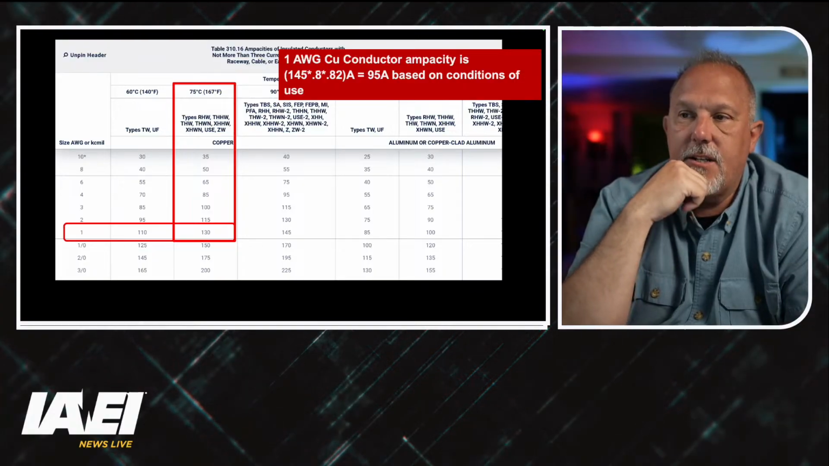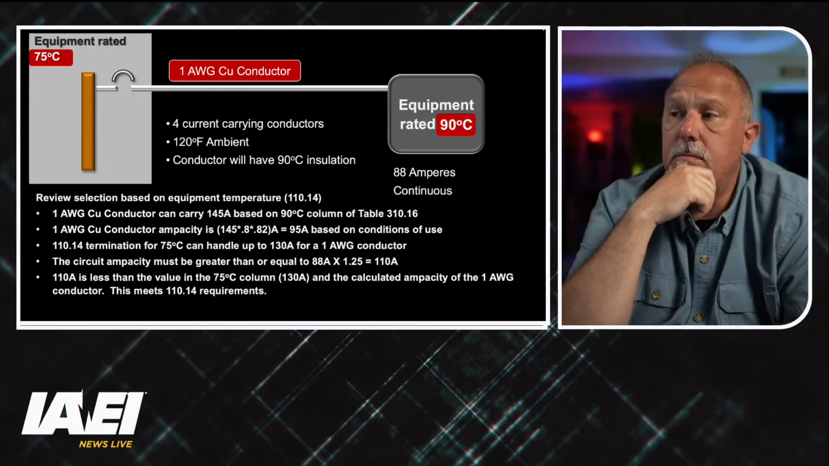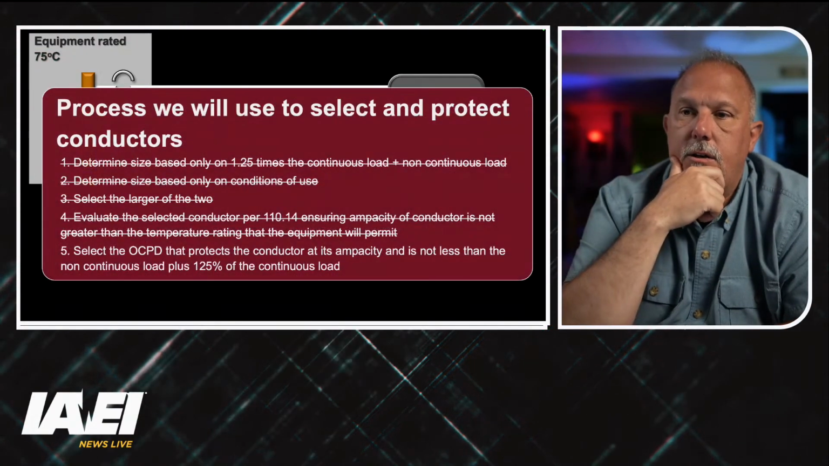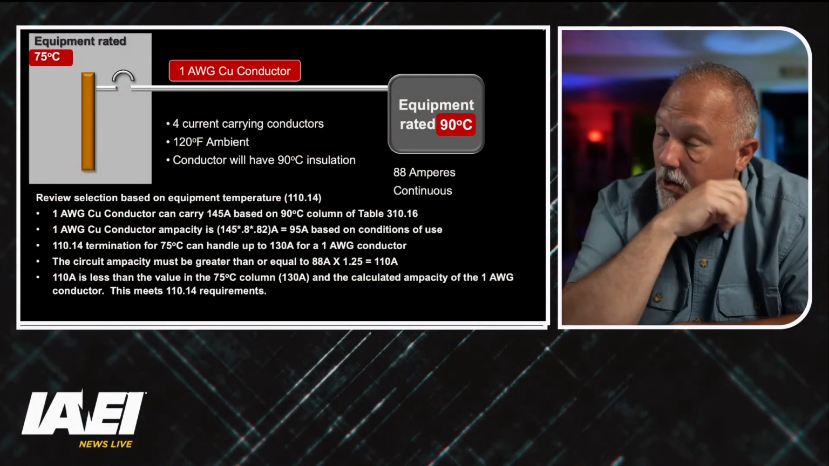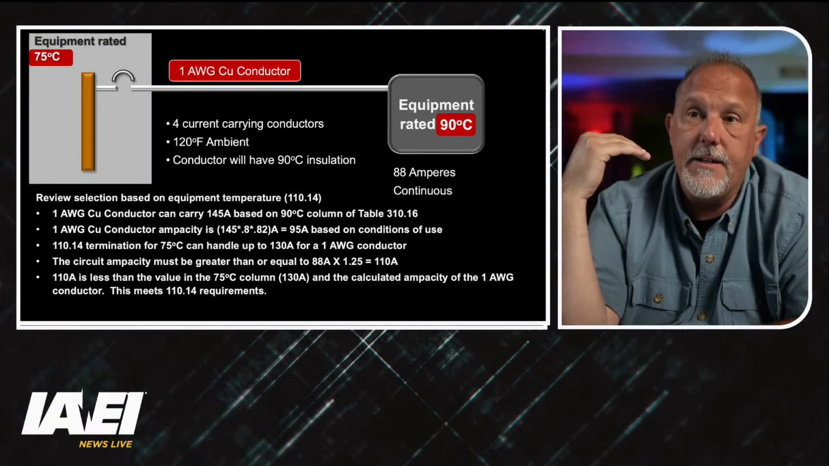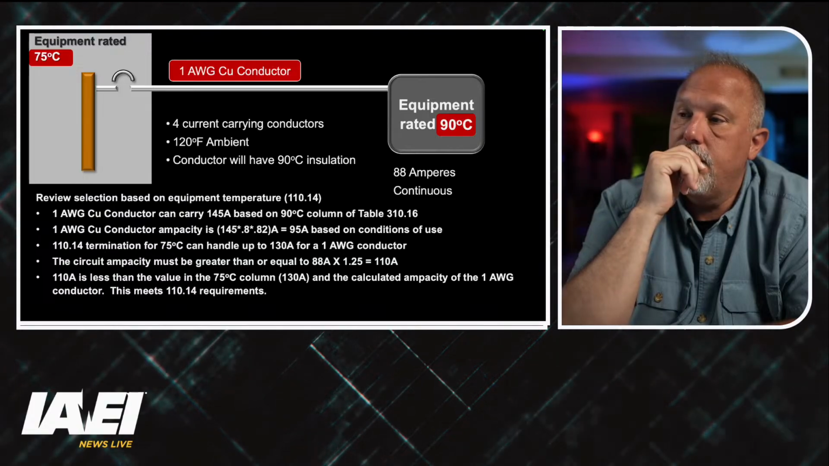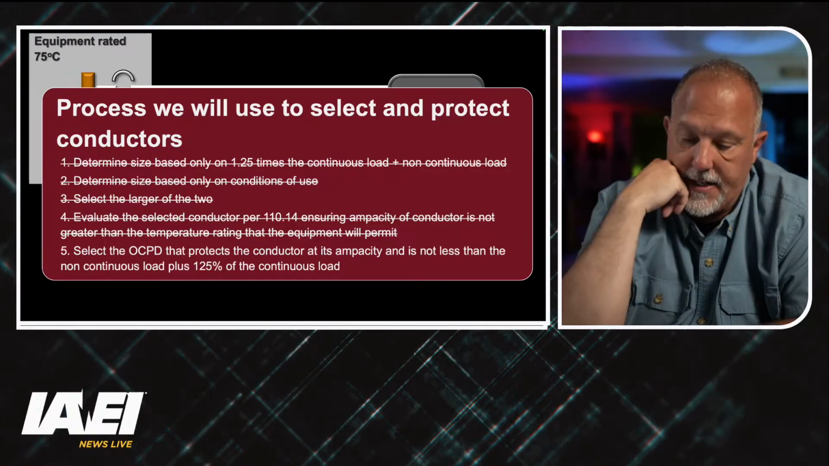So there's my 1 gauge, there's my 130 amps at 75 degrees. So now I'm at a 1 gauge. That's my final: I'm at a 1 gauge conductor. Now I have to think about protecting the conductor. Now I'm going to select my overcurrent protective device.